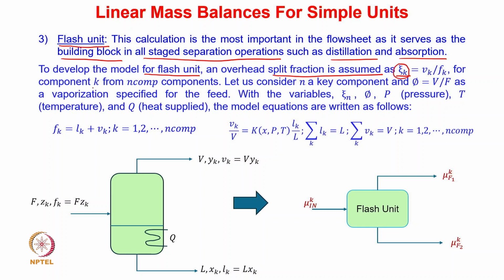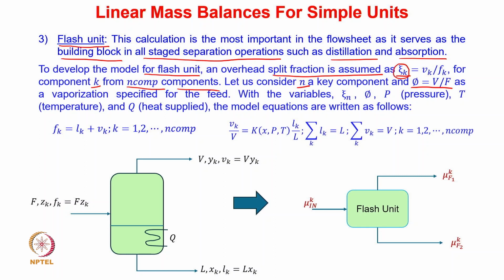Here k is the component. Again there are a total of n components present, isn't it? Again let's assume that n is the key component, correct? And φ here is nothing but V by F. So V is the molar flow rate of the vapor divided by the molar flow rate of the feed, so this includes all the components.